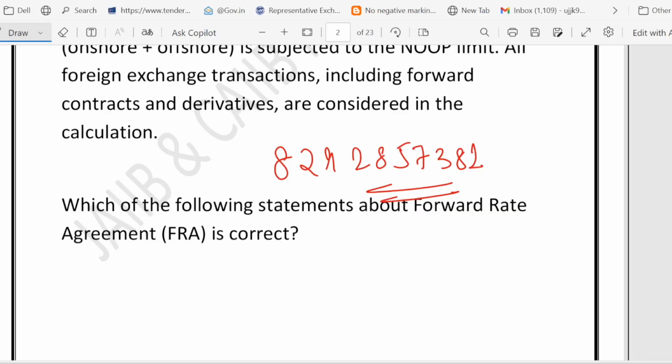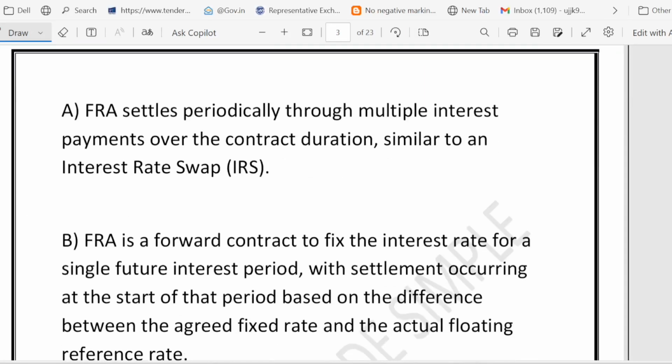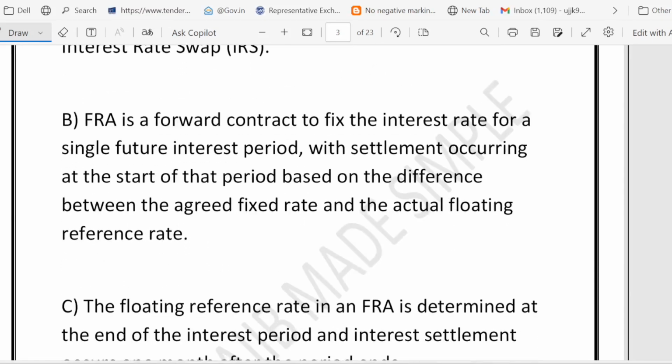So option A says that FRA is settled periodically through multiple interest payments over the contract duration, similar to an IRS. Option B says FRA is a forward contract to fix the interest rate for a single future interest period, with settlement occurring at the start of that period based on the difference between the agreed fixed rate and the actual floating reference rate.